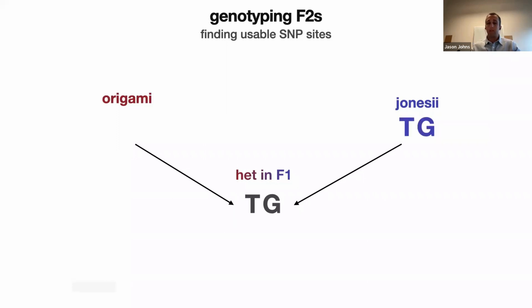So to demonstrate really quick, if we have a site that is heterozygous in Jonesii, we just can't say which of these two alleles actually came from Jonesii and which came from origami. Okay, so het in the F1, homozygous in Jonesii. Now we can figure out that the T must have come from Jonesii, the G came from origami, and we don't actually care what origami's other allele is.